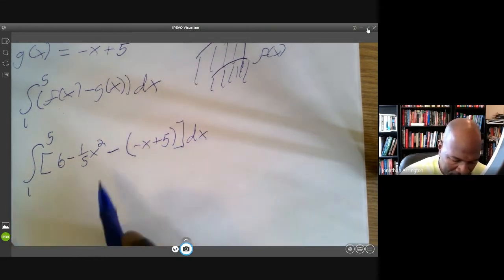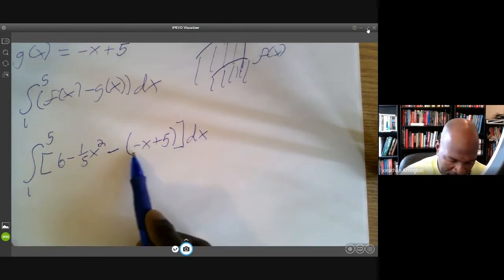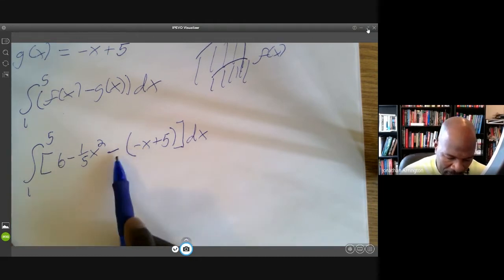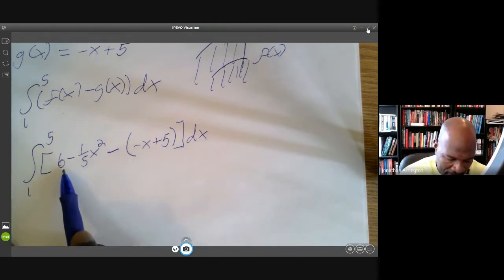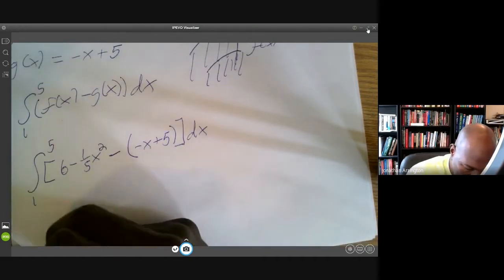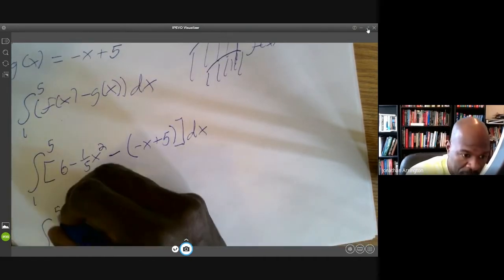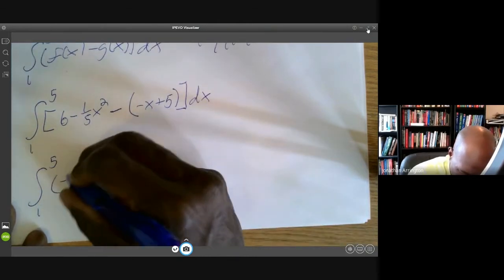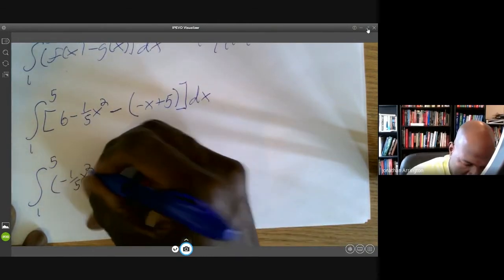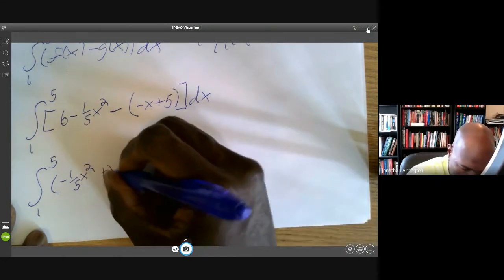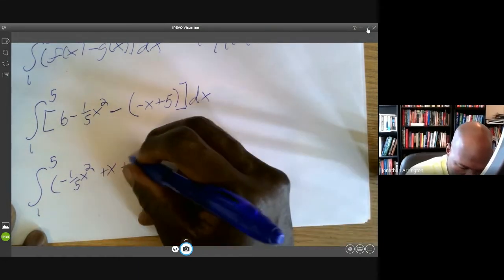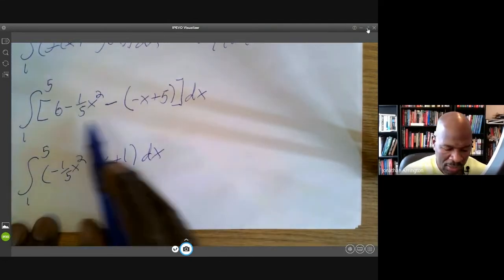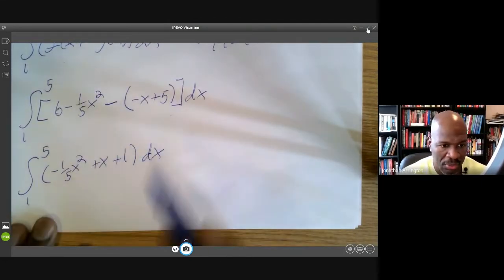So let's see. I'm gonna have minus a negative x. That's gonna turn to a positive x. And I'm gonna have a negative 5, and that's 6. So that's gonna turn to 1. So I'm going to be integrating from 1 to 5 negative 1 over 5 x squared plus x plus 1. So again, that's just me simplifying this expression, just actually doing a subtraction.